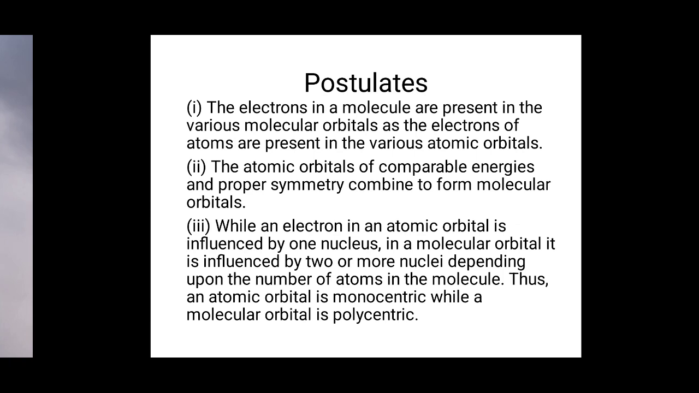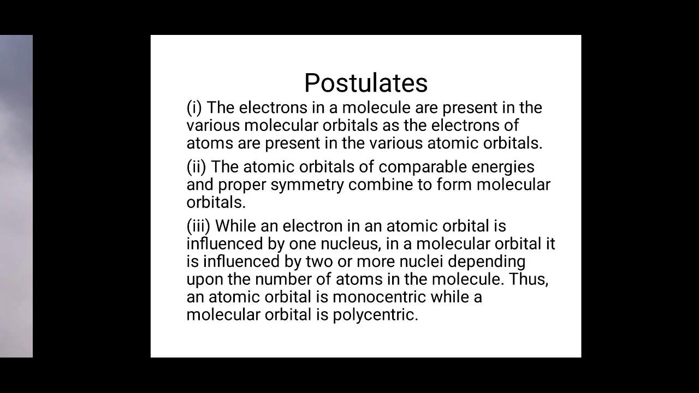First one, the electrons in a molecule are present in various molecular orbitals, as the electrons of atoms are present in various atomic orbitals. So we know that in atoms, electrons are present in atomic orbitals. Similarly, in molecules, they are in molecular orbitals. Second one, the atomic orbitals of comparable energies and proper symmetry combine to form molecular orbitals. So symmetry and energy matter while atomic orbitals combine to form molecular orbitals.